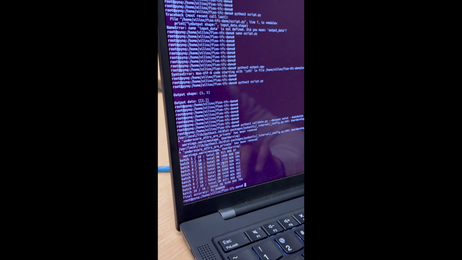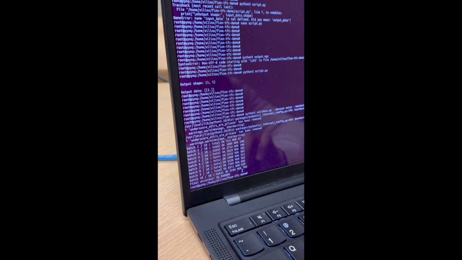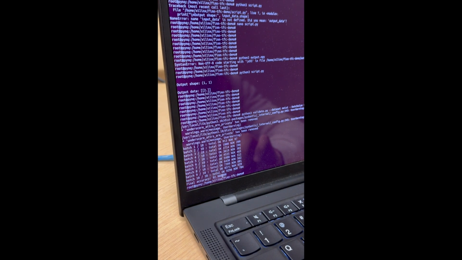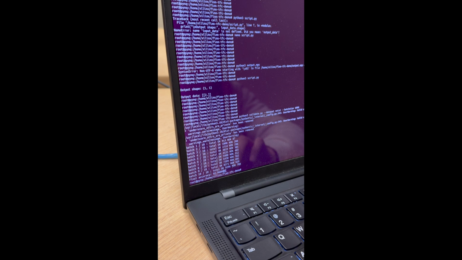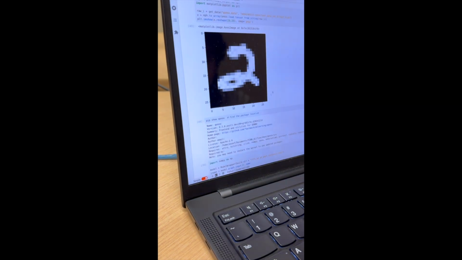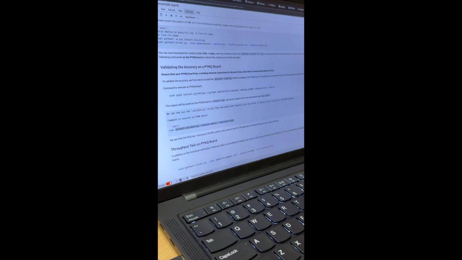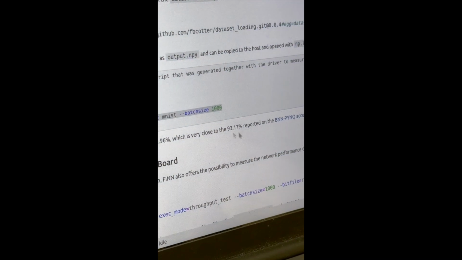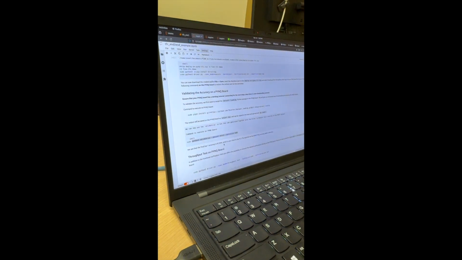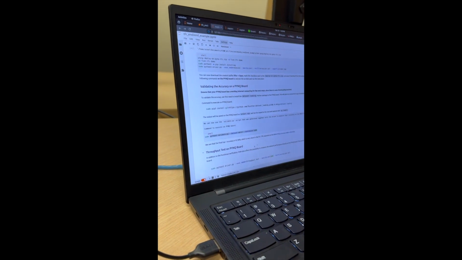So here are our 10 batches, total of 10,000, and our accuracy was 92.96, which means our model classified with a pretty high accuracy. And I think our target, from what I remember, was 90. Yeah, so we're very close: our reported accuracy is 93.17, and we were able to achieve 92.96 by running it on the board, which is pretty good.